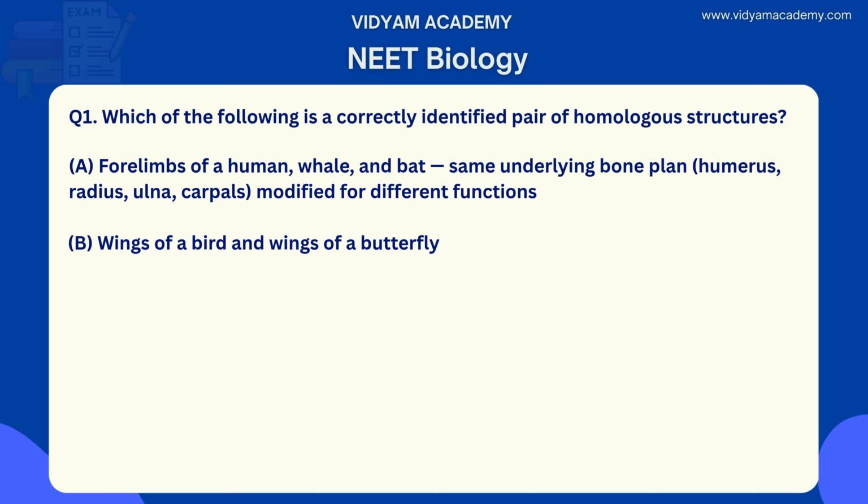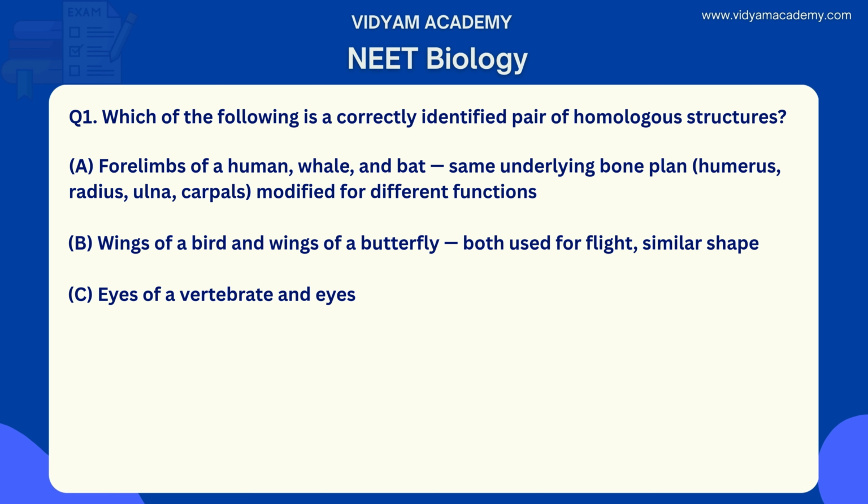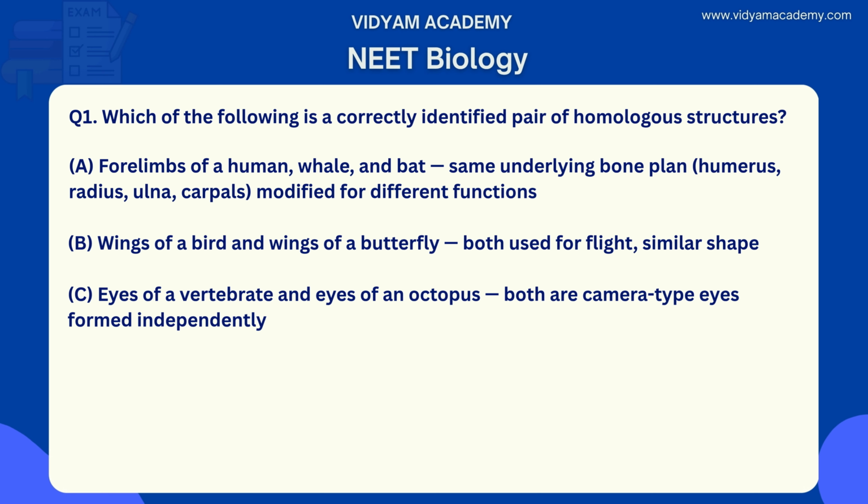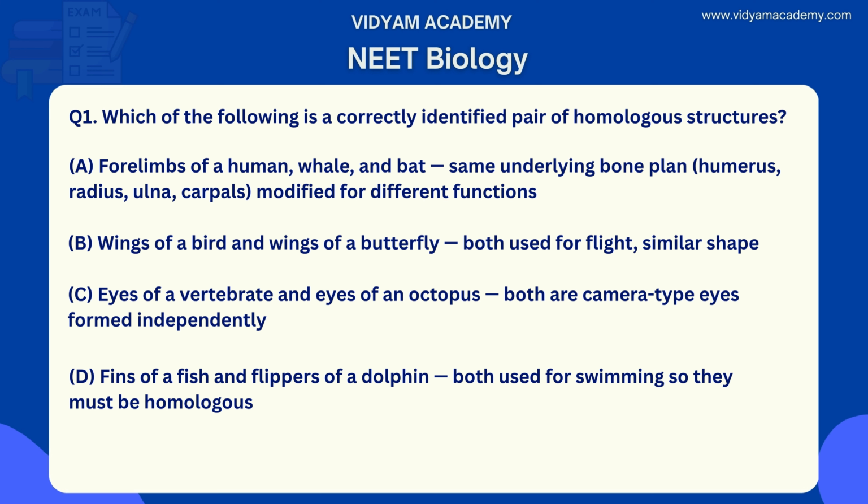Option B, wings of bird and wings of butterfly, both used for flight, similar shape. Option C, eyes of vertebrate and eyes of an octopus, both are camera types, eyes formed independently. Option D, fins of fish and flippers of dolphin, both used for swimming, so they must be homologous. So what is the right answer for this question?